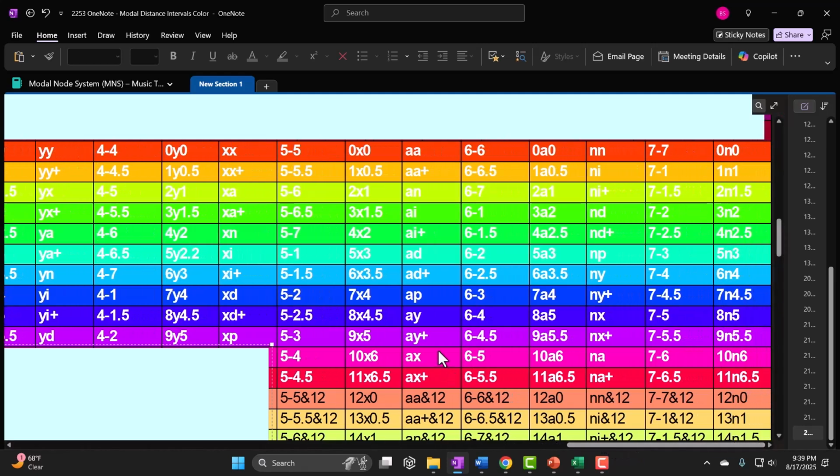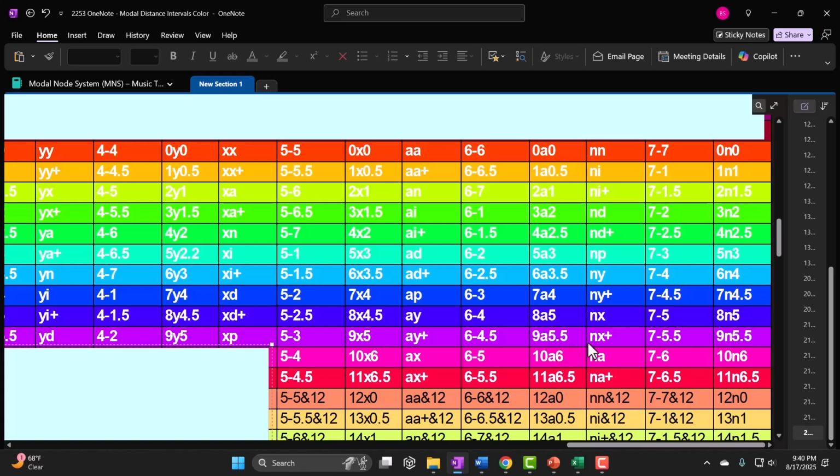Aeolian, you'd think we wouldn't be good because this is a major distance applied to a minor mode, and that is the case here. Lands us in the Lydian Ocean. It's going to be an AY plus modal range, a 6 to a 4.5 modal range, 9 notes away from the Aeolian node, 5.5 modal half steps, which you would think would be 6.5 on the scale degree. It's going to be a major 6.